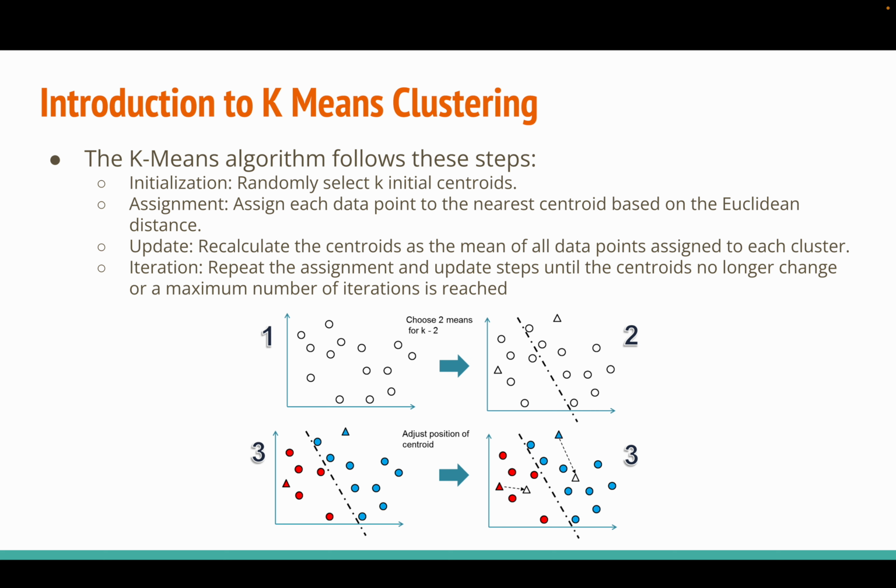How does it work? We give an initial k value, and it randomly selects k initial centroids in the cluster. Then it assigns each data point to the nearest centroid based on Euclidean distance, and recalculates the centroid as the mean of all the data points assigned to each cluster. It keeps iterating, repeating the assignment and update steps until the centroids no longer change or the maximum number of iterations is reached.